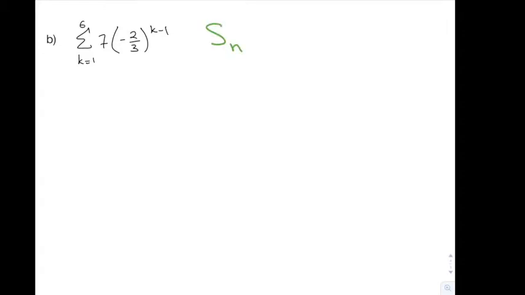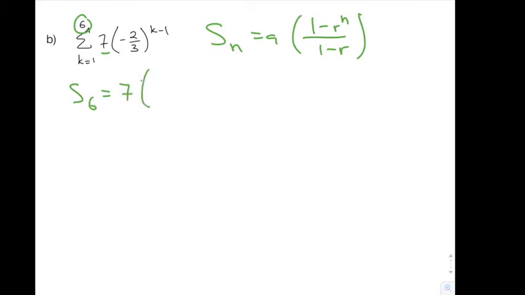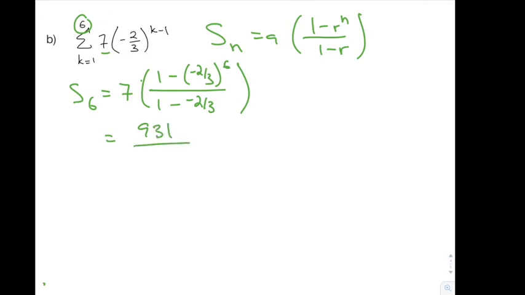Let's do another one. We have the sum starting at k equals 1, going up to 6, of 7 times negative 2/3 to the k minus 1. Now this one's a little bit easier because we have all the information in front of us. Remember, the formula for the nth partial sum is a times 1 minus r to the n over 1 minus r. So we're finding the 6th partial sum because we have 6 up top. Our first term, since we'll always have a right there, is 7, and we're multiplying that by 1 minus negative 2/3 to the 6th over 1 minus negative 2/3. And this equals 931 over 243. Now, I did the calculation in my calculator, but you can confirm that.